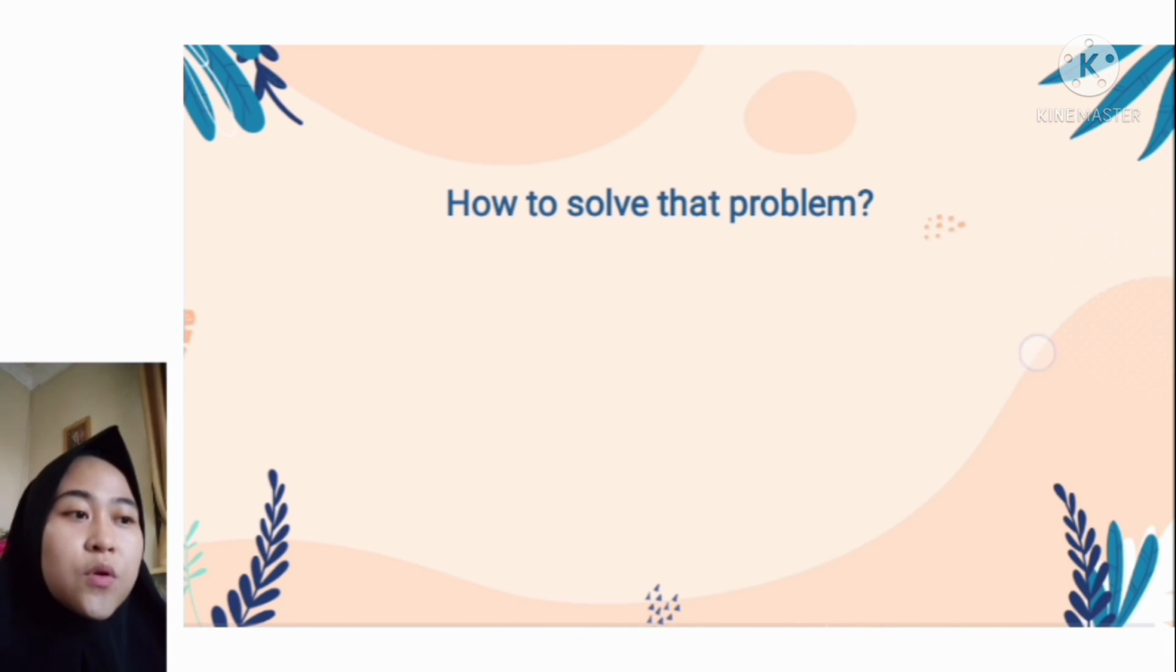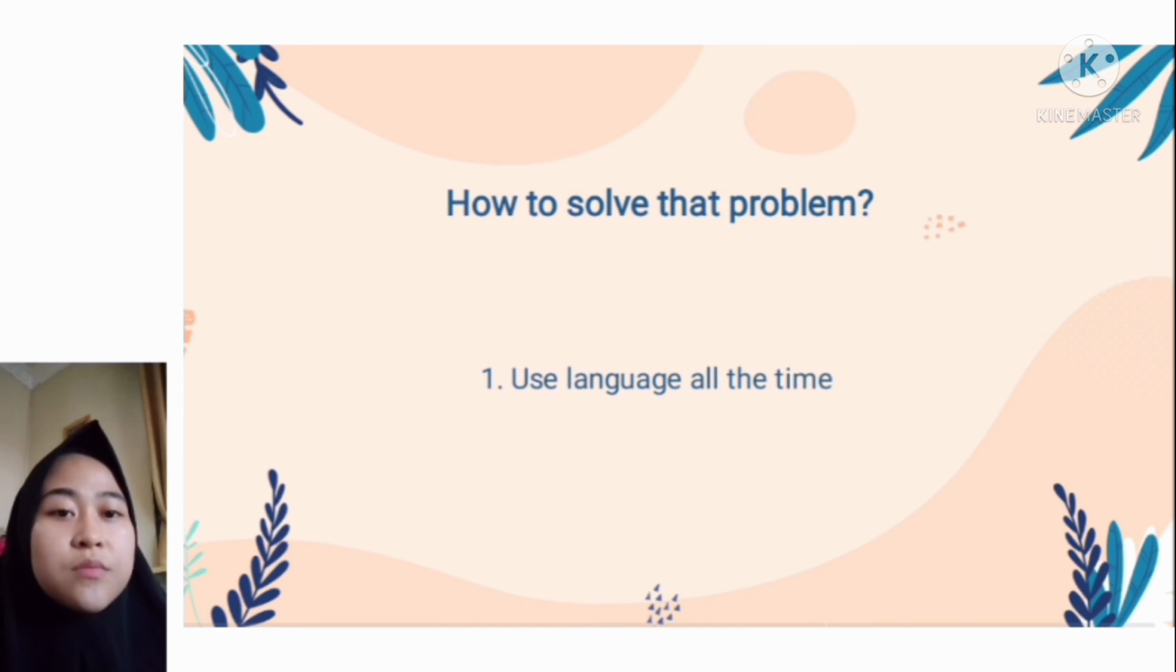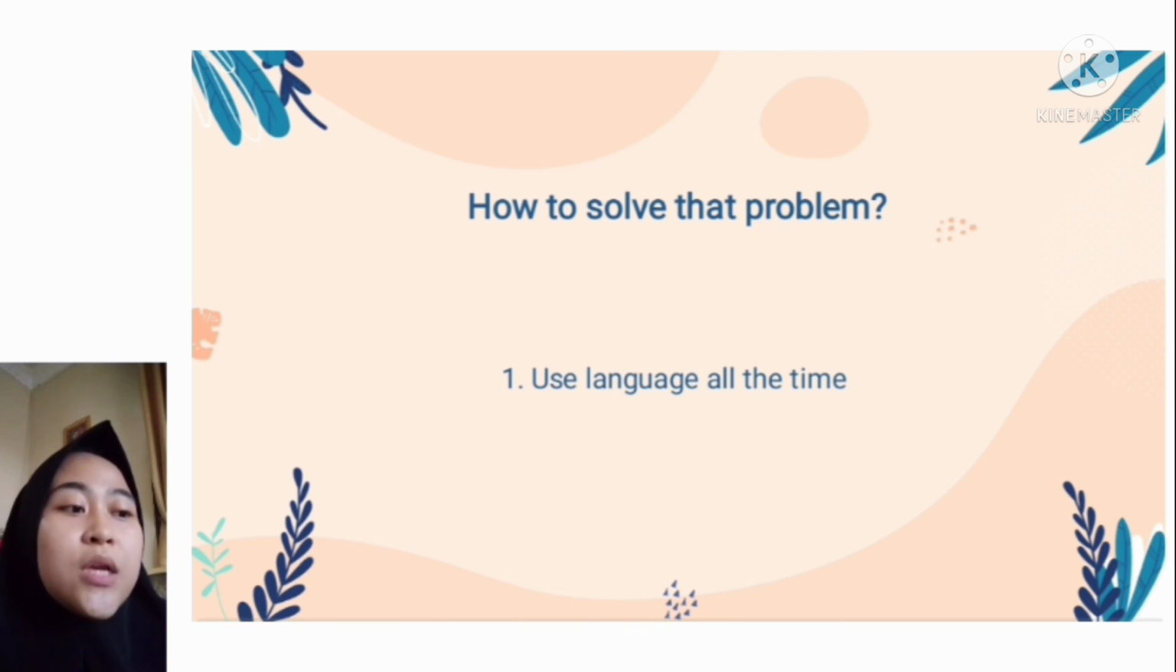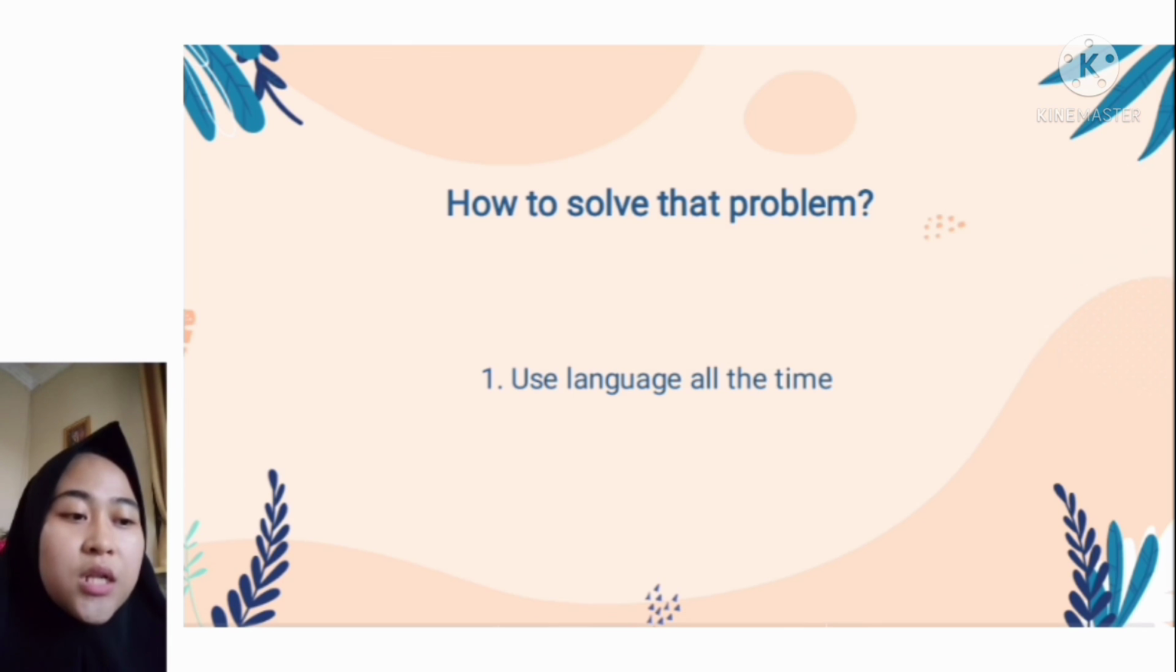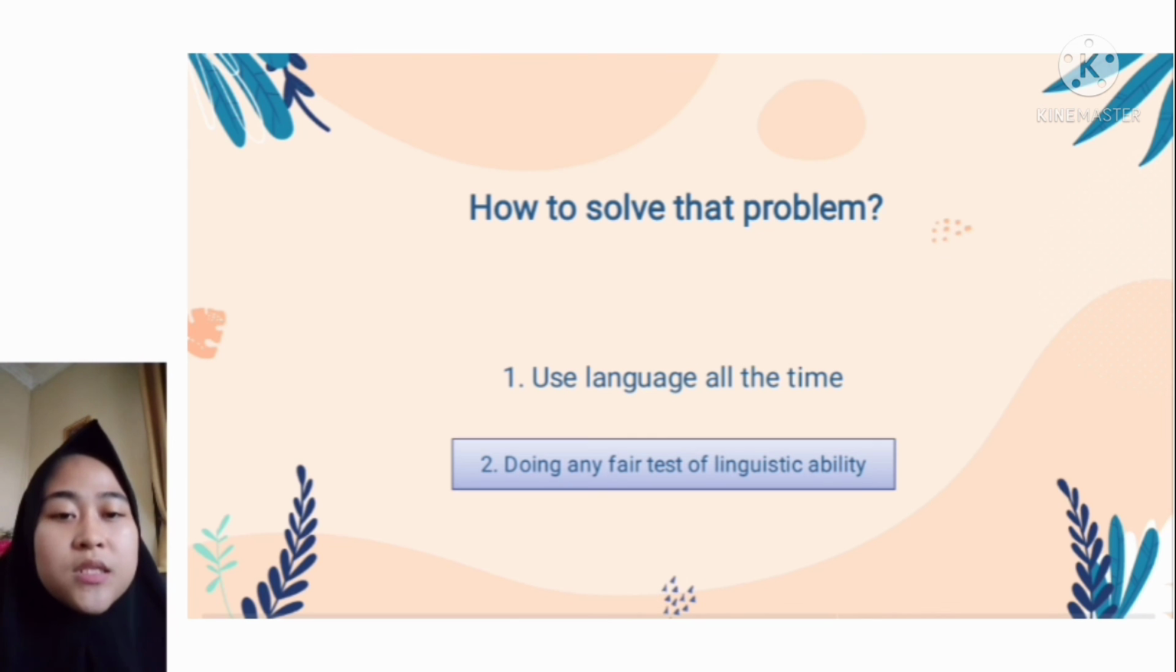So, how do we solve that problem? As I read in the book, to solve that problem the students must use language all the time, and the students must undergo a fair test of linguistic ability. It means to show them to be as skilled as any other children.